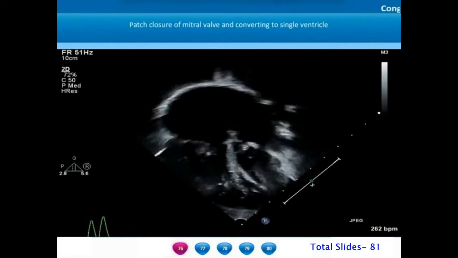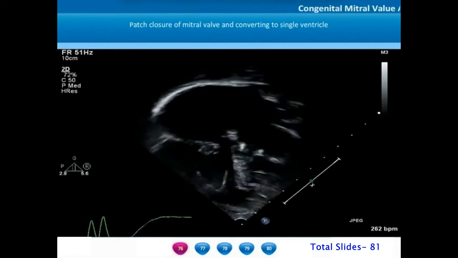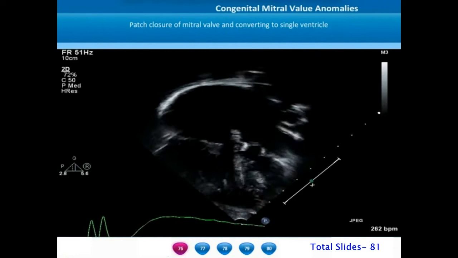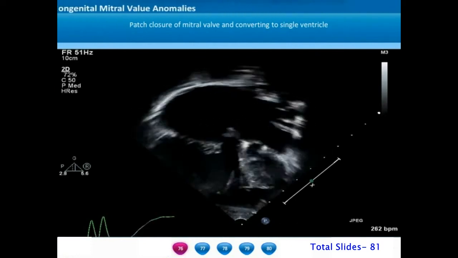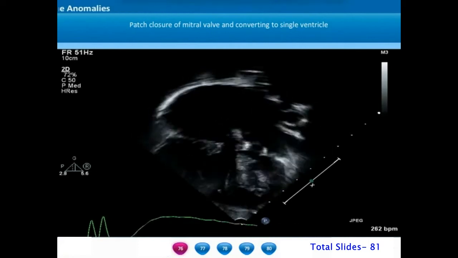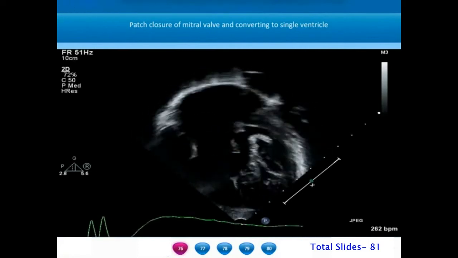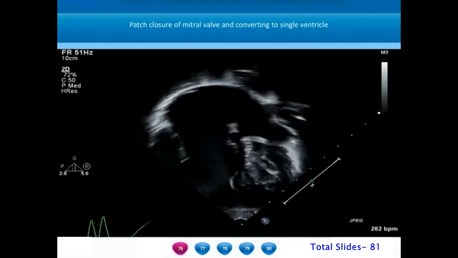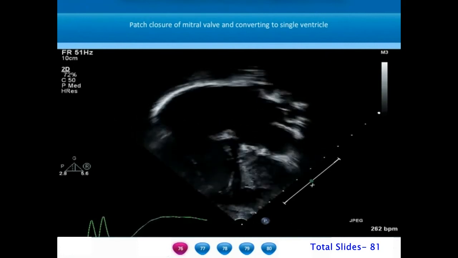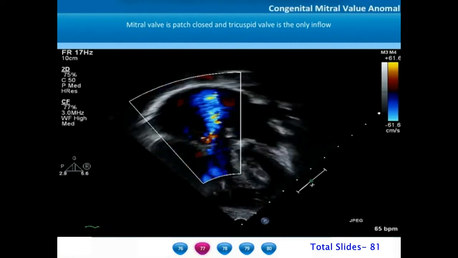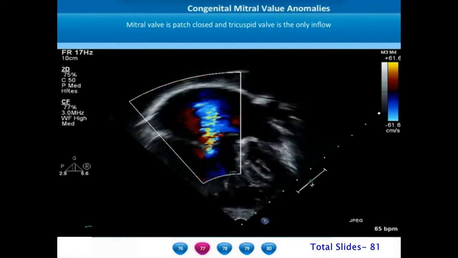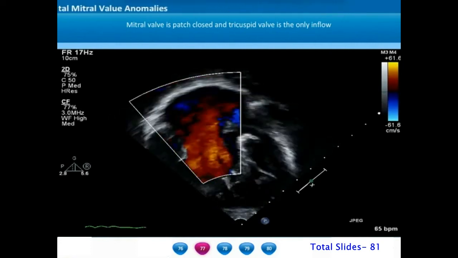Some of the extremely dysplastic mitral valves with severe mitral incompetence may have to be patch closed, and if they have an associated ventricular septal defect, they have to be converted into a single ventricle repair approach. In this patient, a very dysplastic mitral valve has been patch closed and the tricuspid valve has been made as the only inflow for the ventricles.